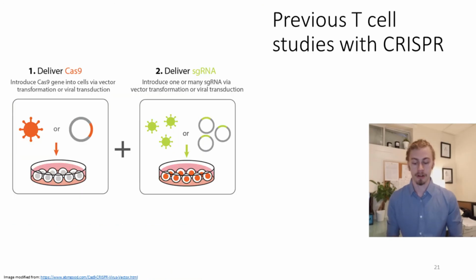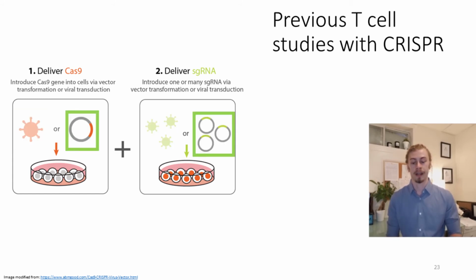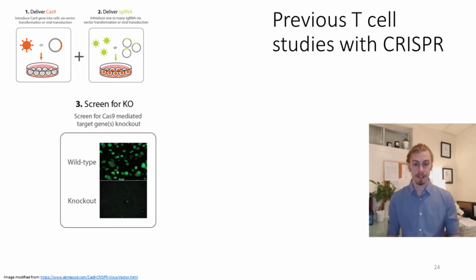I mentioned how there are two components for delivery. And in previous studies of T cells being edited by CRISPR, they delivered these components by either viral delivery mechanisms or by electroporation of plasmids. Upon component delivery, these cells are then screened to identify the knockout cells.